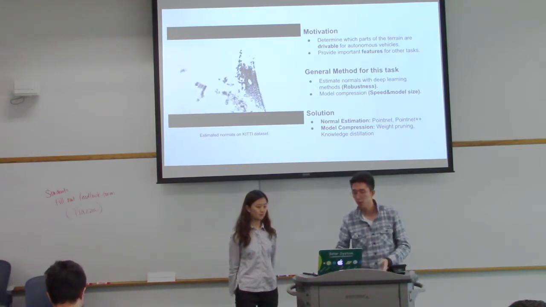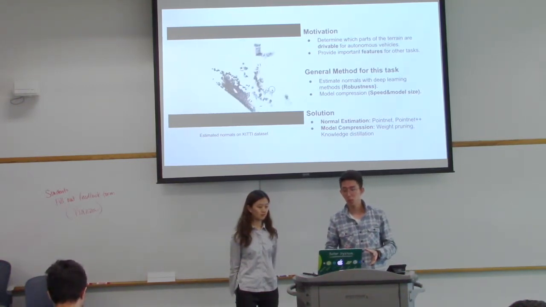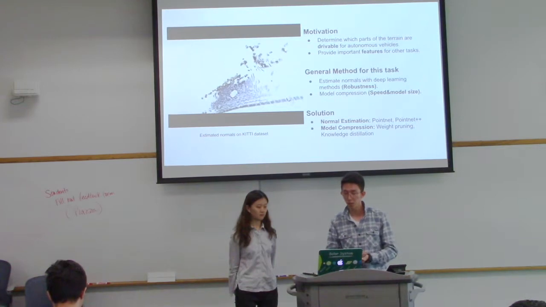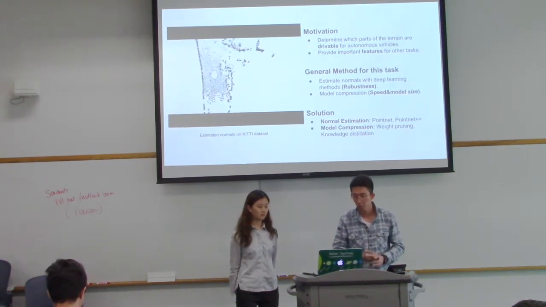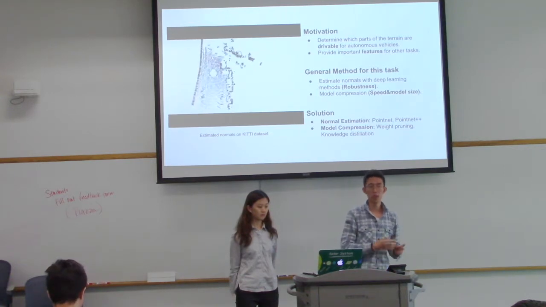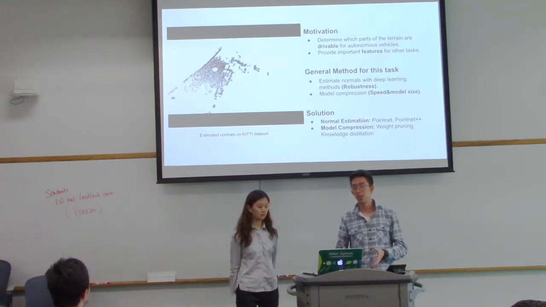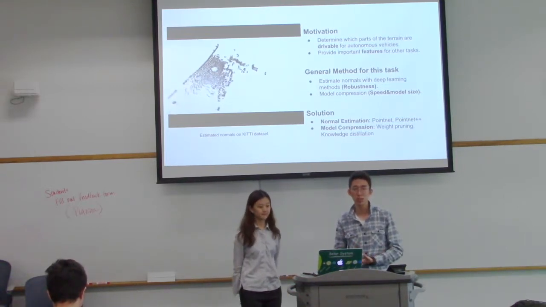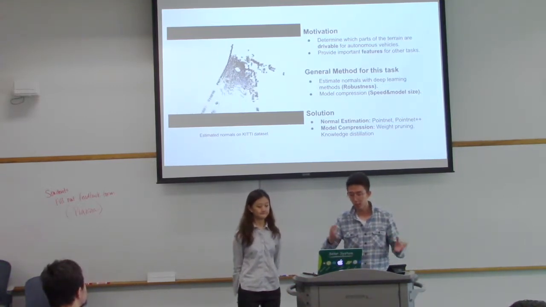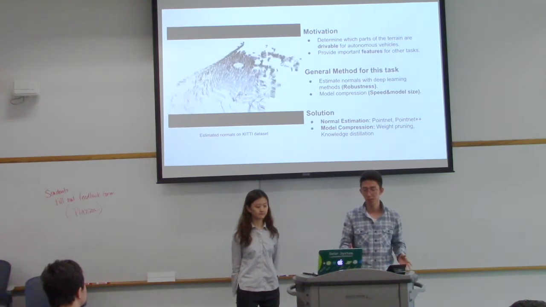The motivation of our project is to determine which parts of the terrain are drivable for autonomous vehicles. And normals actually provide important features for a lot of other tasks, like point-based rendering or surface reconstruction. So our project could be used in a lot of other scenarios.